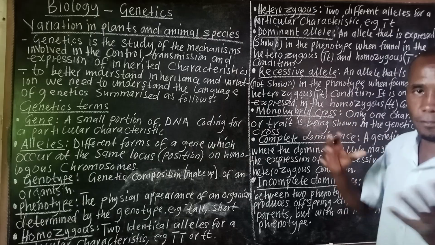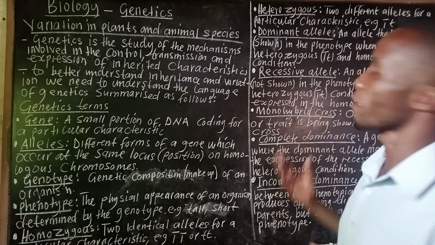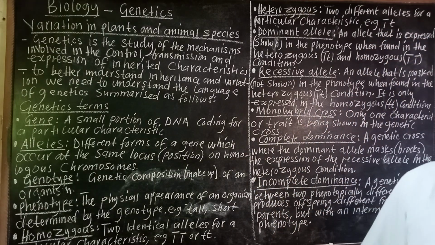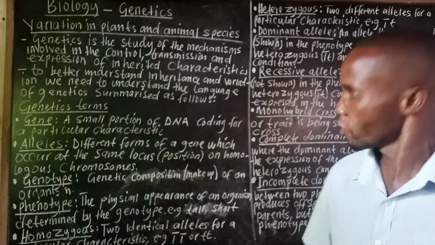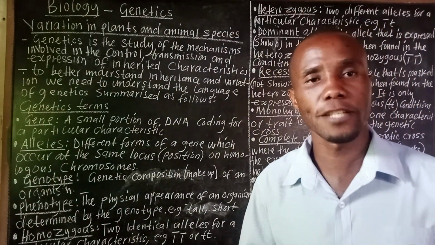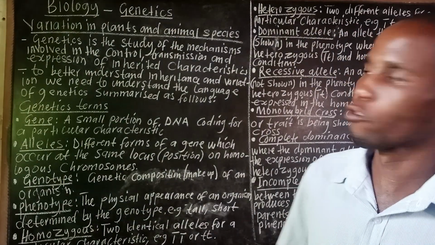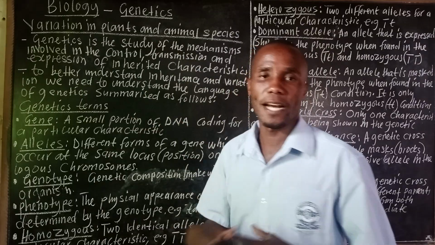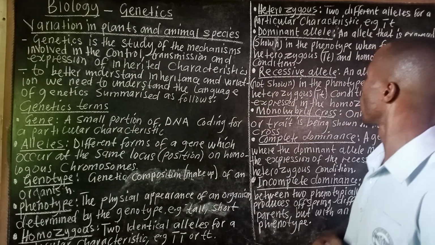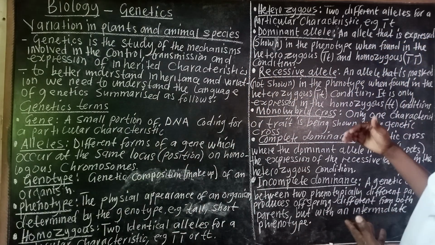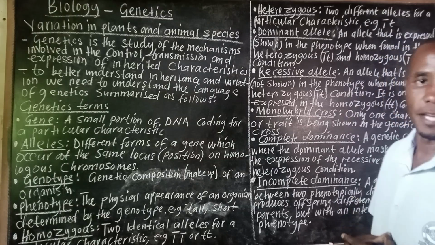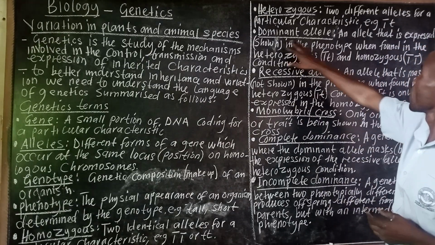Then apart from that, we also have dominant allele. So what is it, dominant allele? These are some of the terminologies, as I said in my preamble, that you need to understand very well for you to understand this topic, which is called genetics. So pay attention and understand what I'm trying to explain to you. We are on dominant allele.